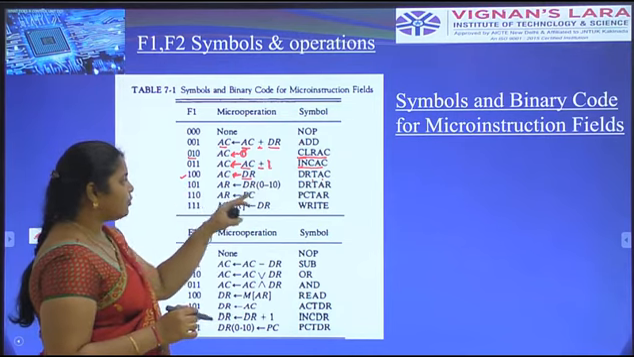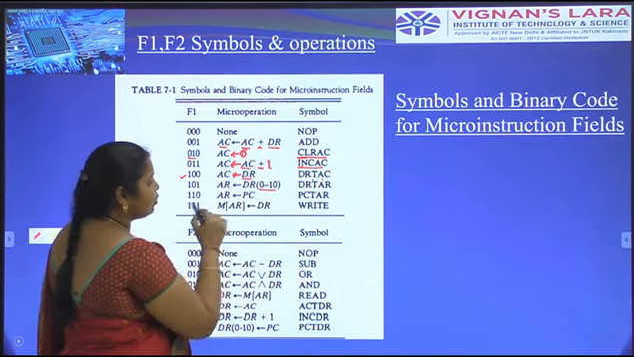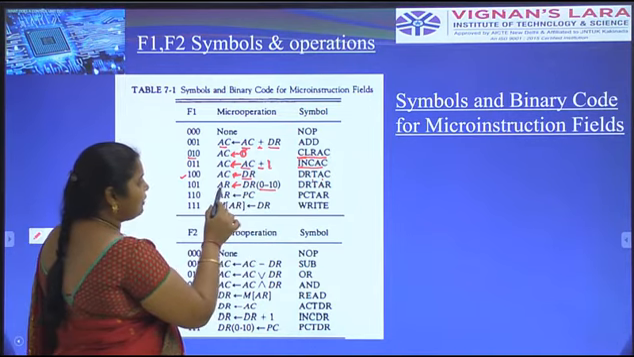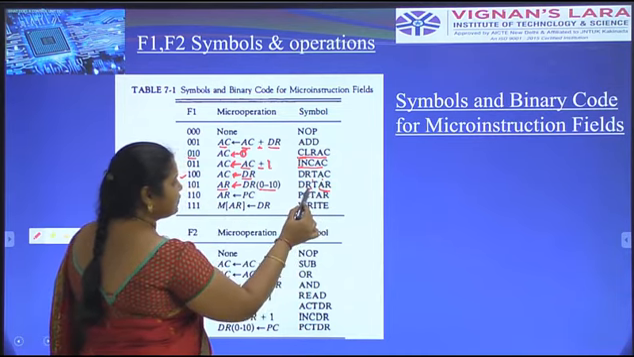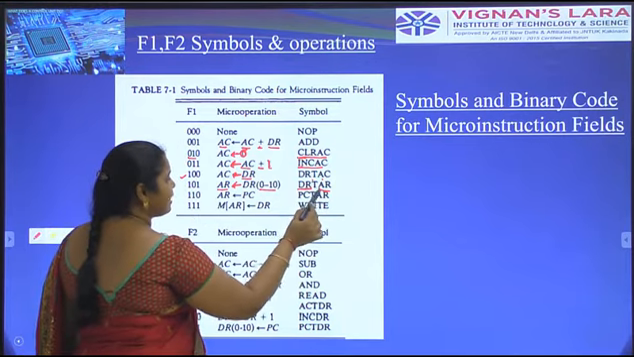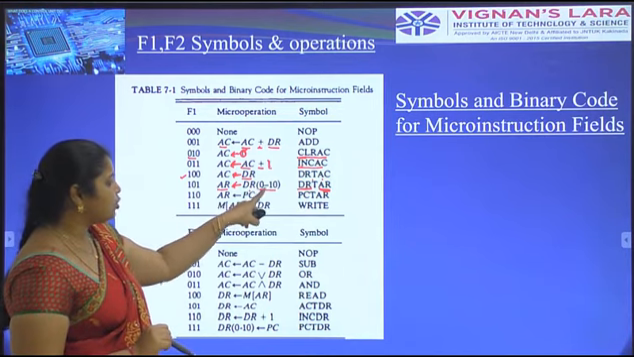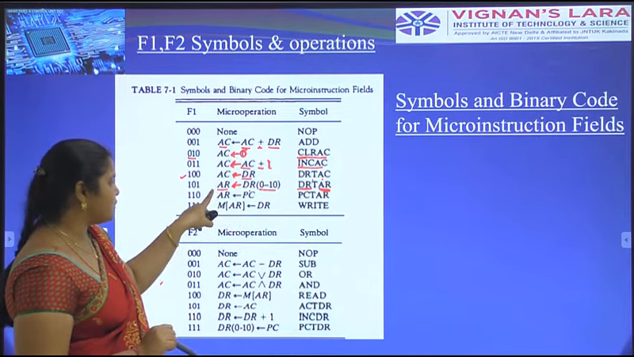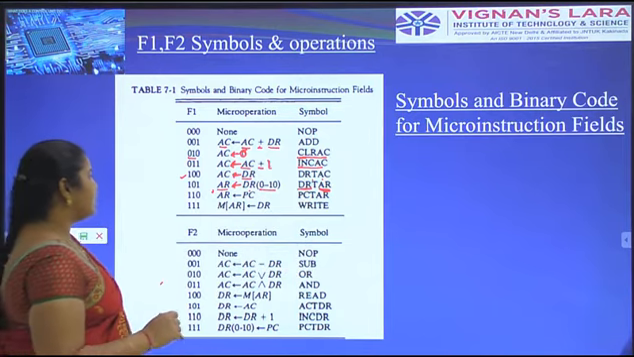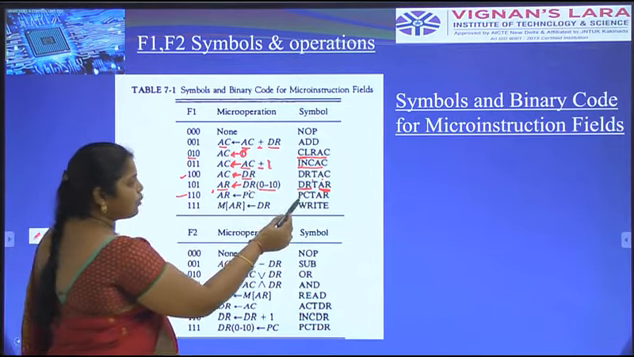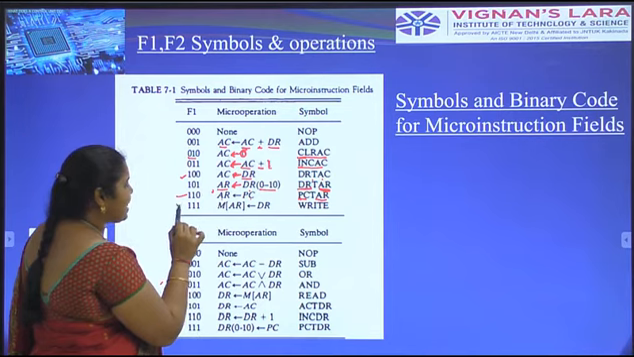Next, coming to 5. Here DR consists of 0 to 10, that information is transferred to the address register. AR means address register. Here DR is transferred to the address register. The data register information is transferred to the address register. Here we have to take 6. Here the program counter information is transferred to the address register. Next, coming to binary number 7.